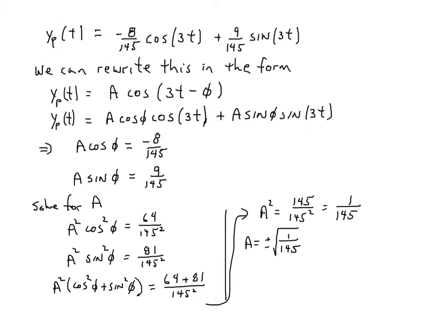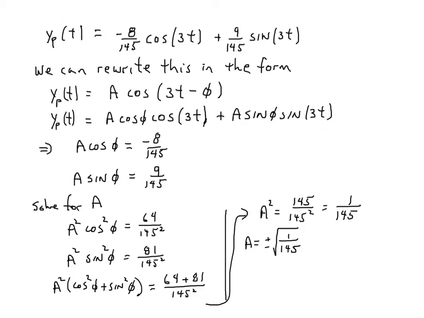Period is easy. It's 2 pi over 3. But its amplitude is something best seen when we rewrite this in the form of A cosine 3t minus phi, where phi is just the phase shift and A is the new amplitude. Using the trigonometric identity that the cosine of a minus b is the cosine of the first times the cosine of the second plus the sine of the first times the sine of the second. So I've got cosine phi, cosine 3t plus sine phi, sine 3t.